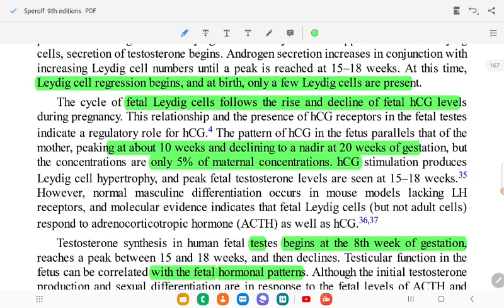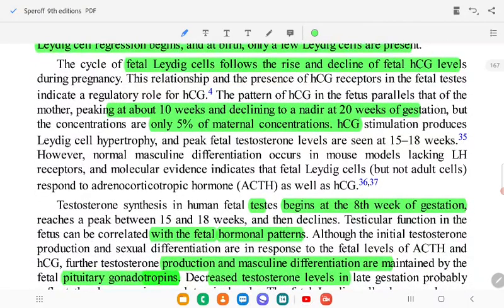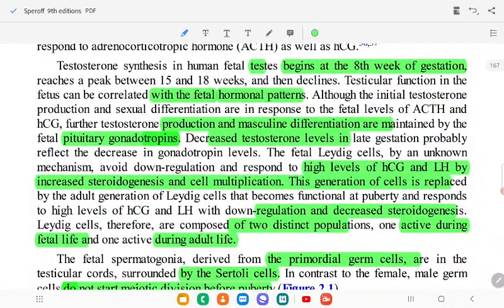The cycle of fetal Leydig cells follows the rise and decline in fetal hCG levels, peaking at 10 weeks and declining at 20 weeks. Testosterone synthesis in the human fetus begins at the 8th week of gestational age and peaks at 15 to 18 weeks. Testicular function of the fetus correlates with the fetal hormone pattern. Initial testosterone production depends on fetal hCG, while further testosterone production and masculine differentiation are maintained by pituitary gonadotropins. The decrease in testosterone in late gestation probably relates to the decrease in gonadotropin levels. The fetal Leydig cells, by an unknown mechanism, avoid down-regulation.